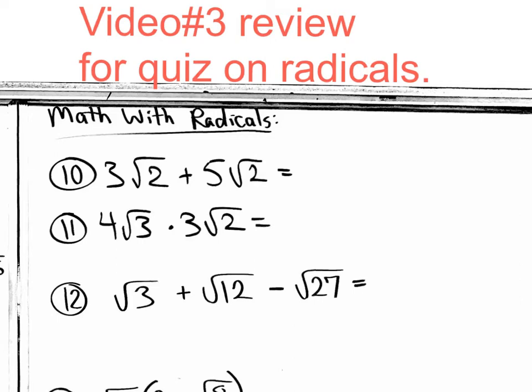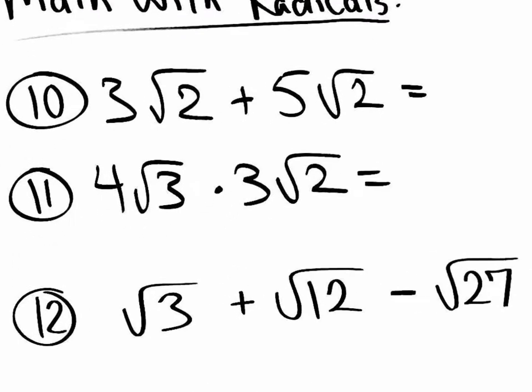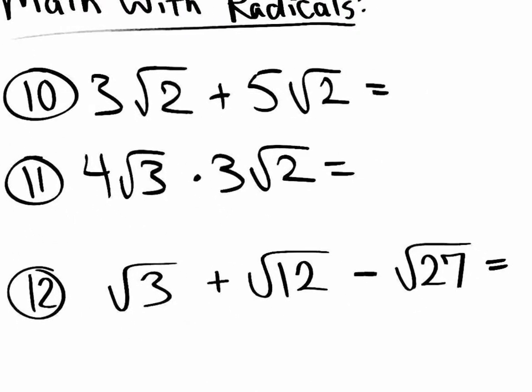So on the previous two videos, we've just been simplifying radicals. Now we also need to be able to do math with radicals, actual math with radicals. What do I mean by math with radicals? Look at number 10 right here. It's 3 square root of 2 plus 5 square root of 2. That's simply combining like terms. What's the answer? 8 square root of 2. Because 3 plus 5 is 8.